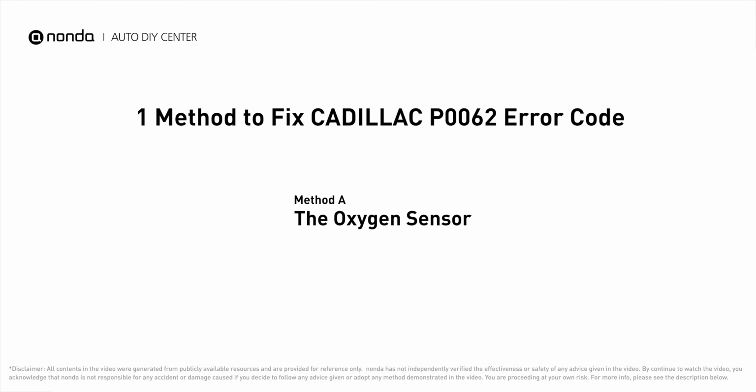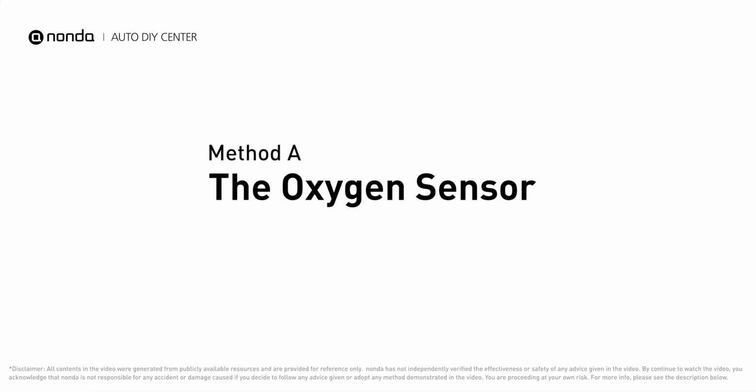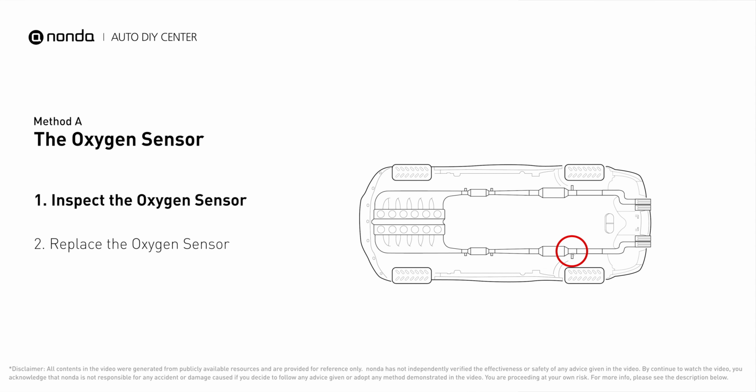Here are one of the most practical solutions to fix Cadillac's P0062 error code. Method A, the oxygen sensor. This oxygen sensor is located right after the catalytic converter. Bank 2 is on the side with the cylinder number 2. Sensor number 3 is downstream of the last catalyst in the exhaust system.